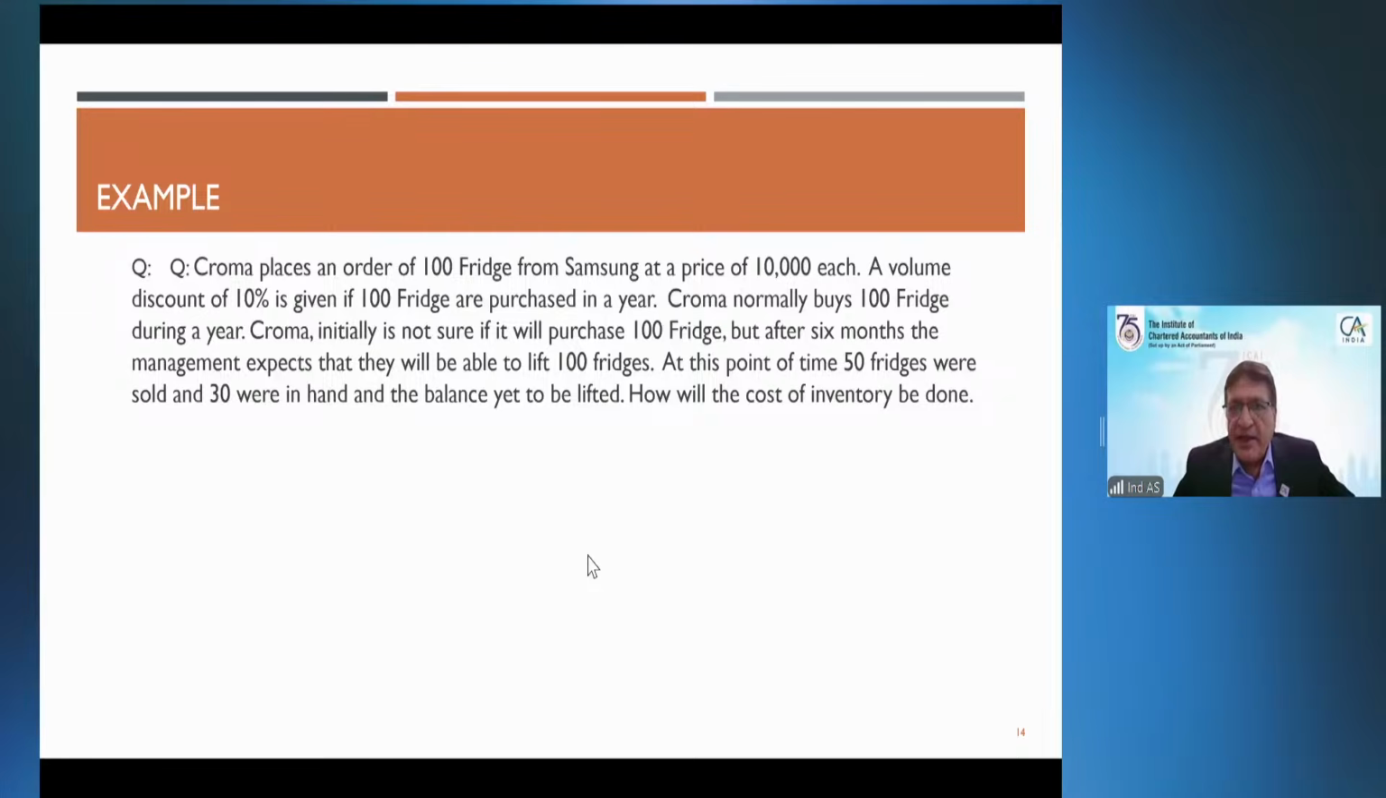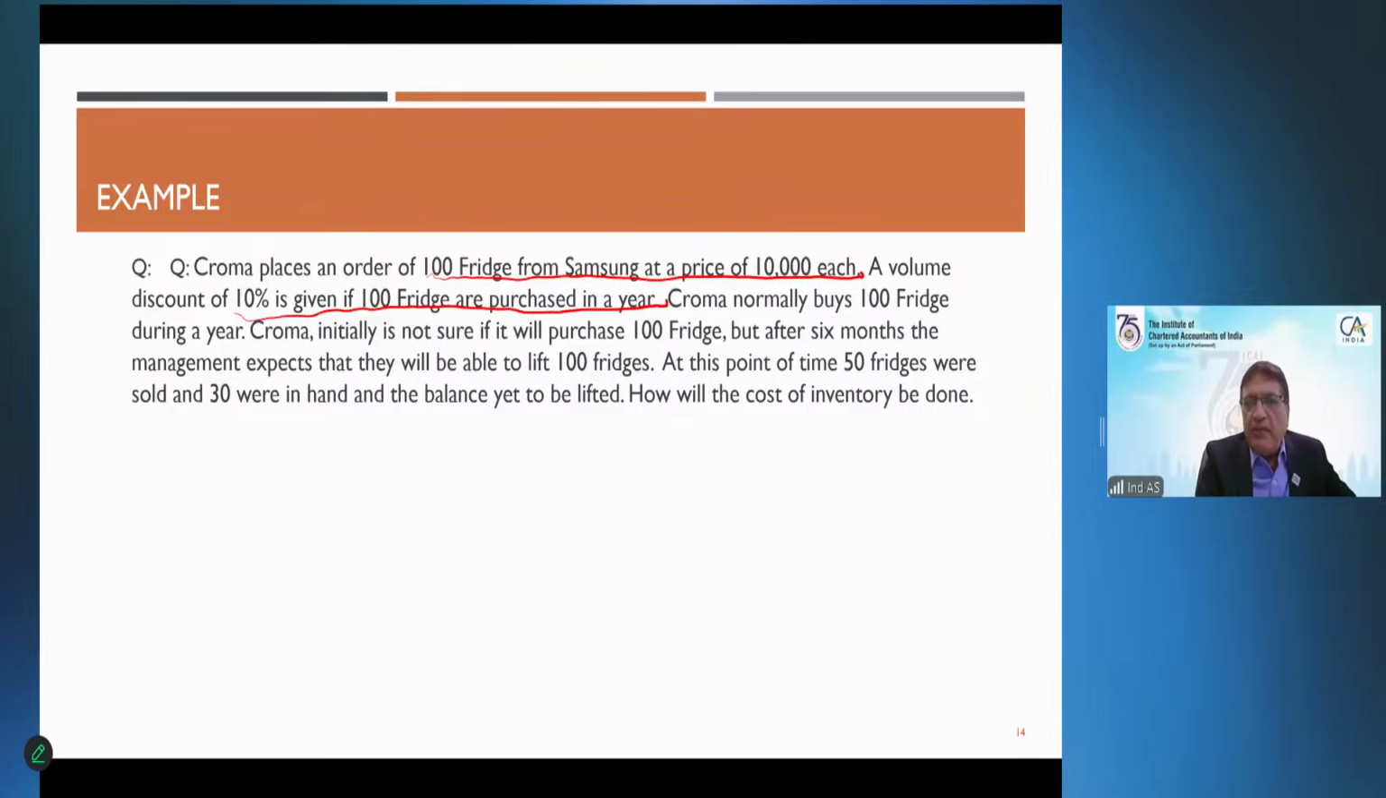Let us take a small example. Chroma places an order of 100 fridges from Samsung at a price of 10,000 each. A volume discount of 10% is given if 100 fridges are purchased in a year. Chroma normally buys 100 fridges during a year. Normally, it uplifts 100 fridges.